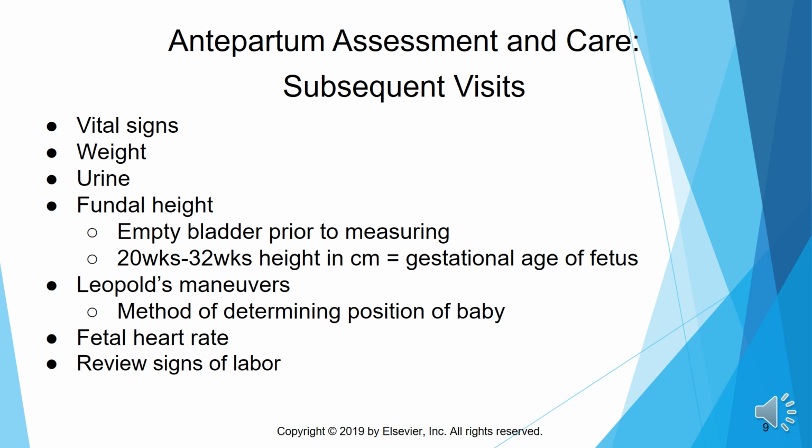We'll do a fetal heart rate, normal fetal heart rate. Usually they're a little higher in the beginning of pregnancy, on the higher side, 150s, 160s. As the pregnancy goes on, they tend to drop down into that 110 to 160 range.